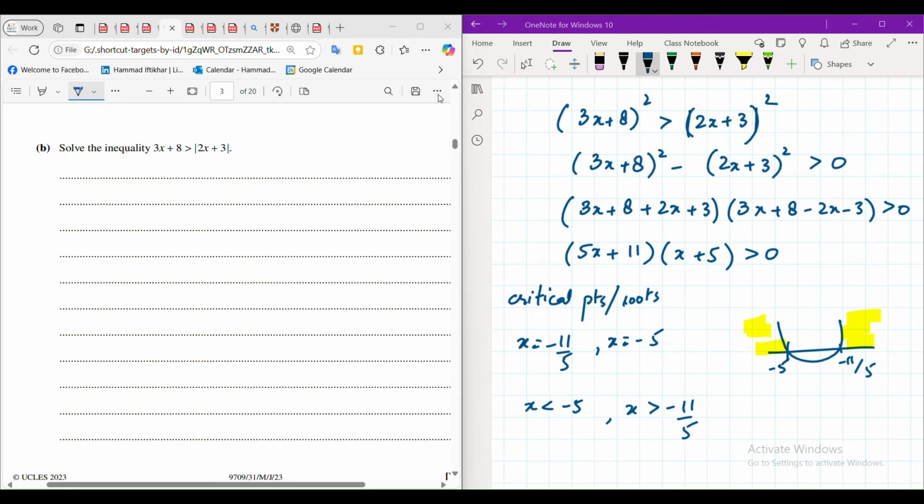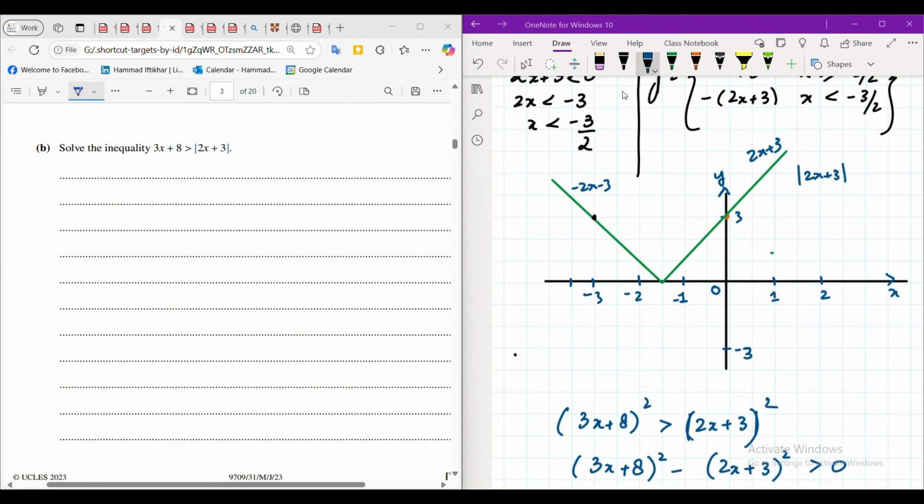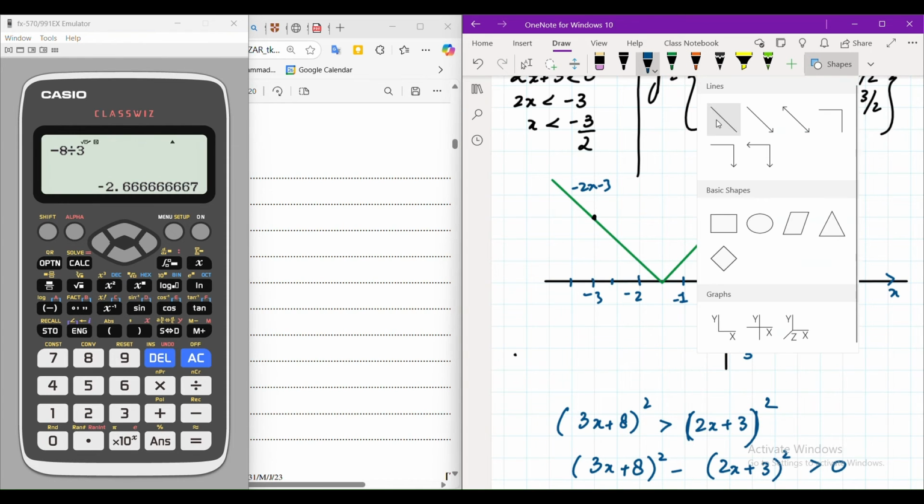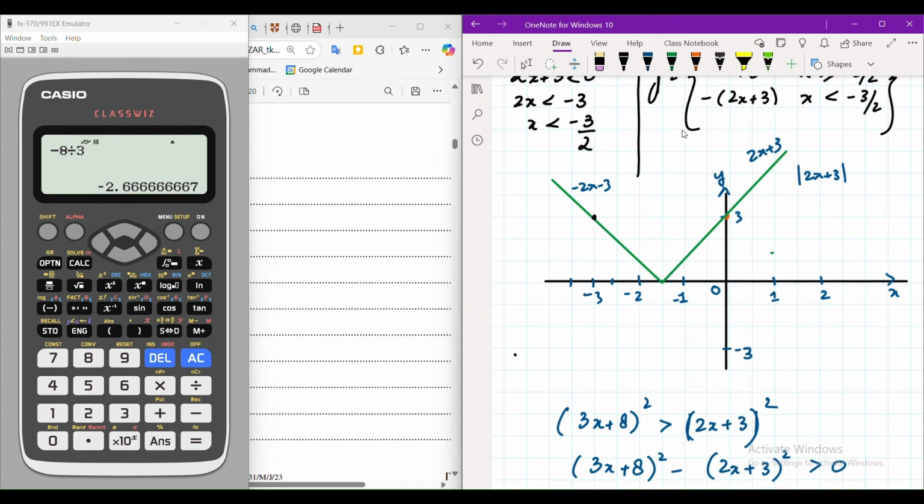Now, there's one little caveat over here. This is not over yet. If we sketch 3x plus 8 over here, let's figure out what the x-intercept would be. That is going to be minus 8 over 3, and minus 8 over 3 is minus 2.66, so somewhere over here, and 8 is very far above, so let's keep it this way.